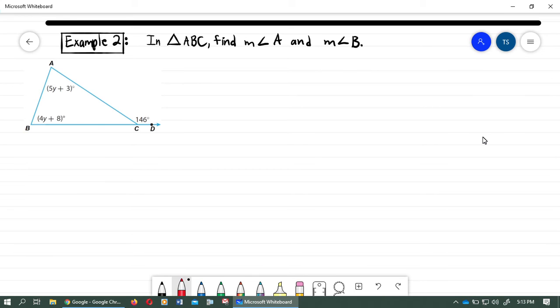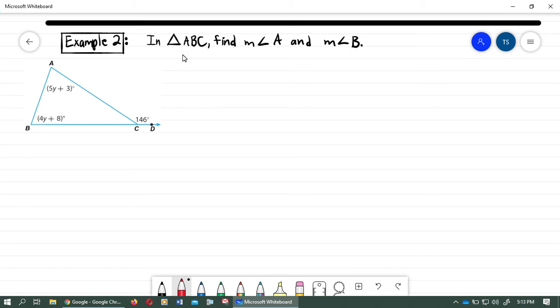Anyway, example 2. In example 2, we've got this triangle. You see in this diagram, they've given us the measure of one of these exterior angles, and that angle measurement is 146 degrees.